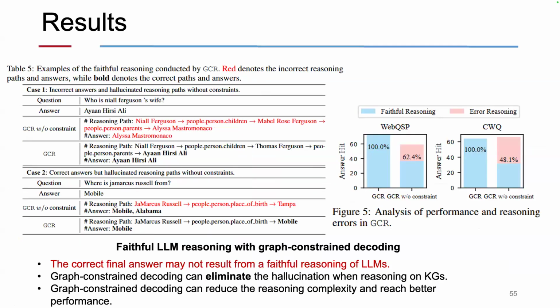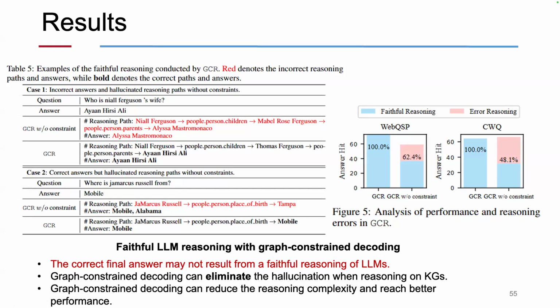And also the good thing is that because we apply the constraint in the LLM reasoning process, it can always generate paths that have been verified in the knowledge graph. So we can eliminate the hallucination issue. You can see here, if we remove the constraint, then there are around 40% hallucinated reasoning paths. So that is not the desired result we want. We want not only the result to be correct, we also want the reasoning process to be correct.